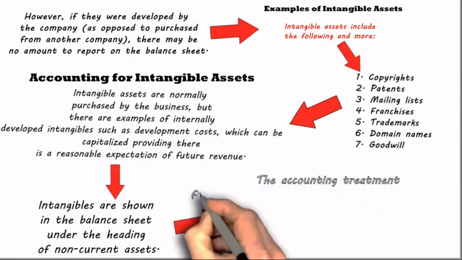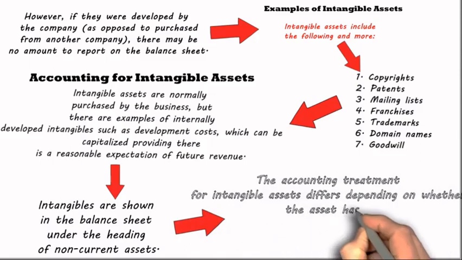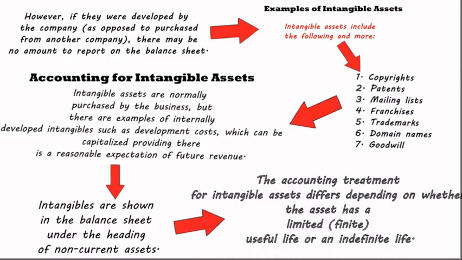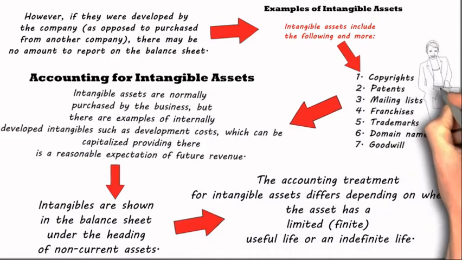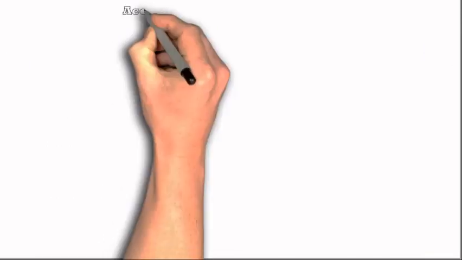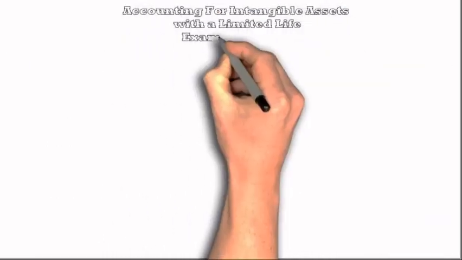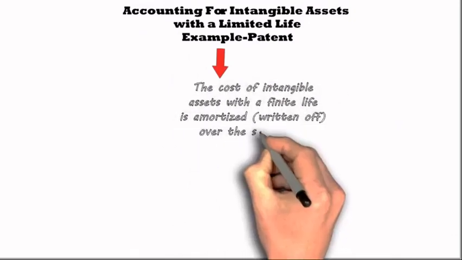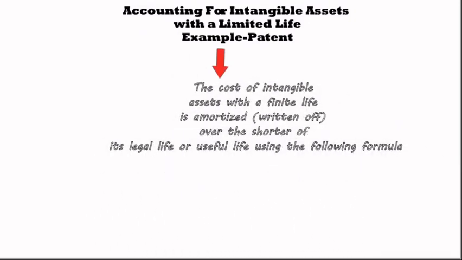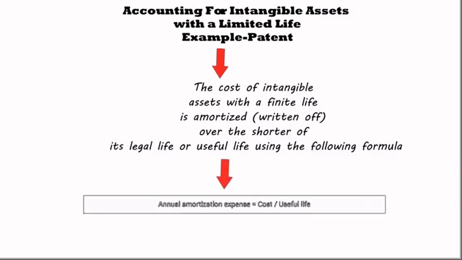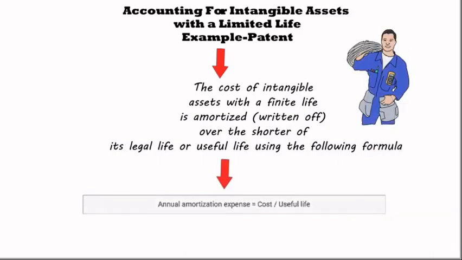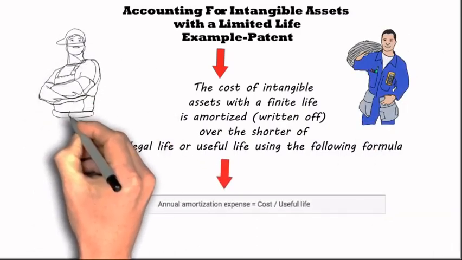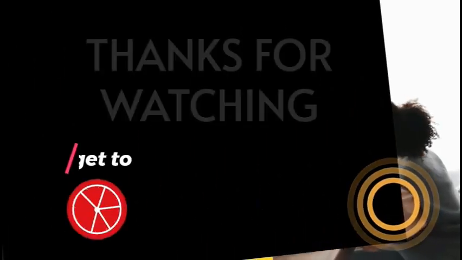The accounting treatment for intangible assets differs depending on whether the asset has a limited, finite, useful life or an indefinite life. Accounting for an intangible asset with a limited life, example patent. The cost of intangible assets with a finite life is amortized, written off, over the shorter of its legal life or useful life using the following formula.